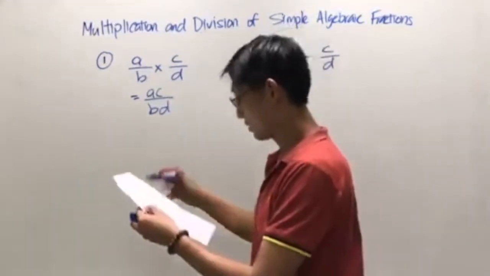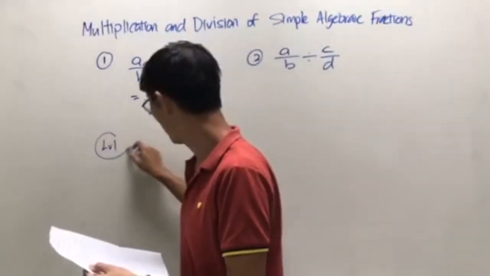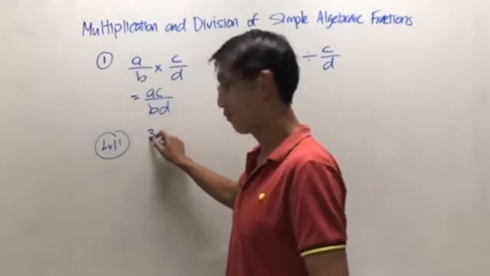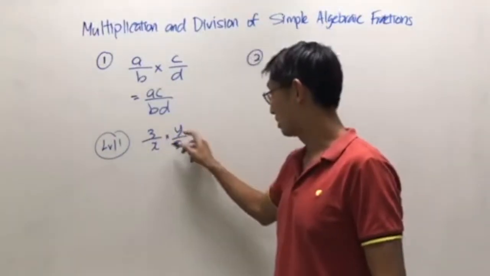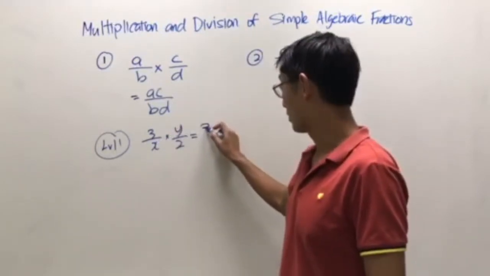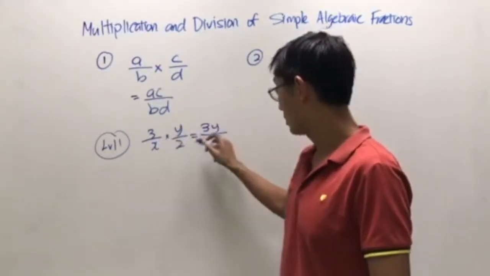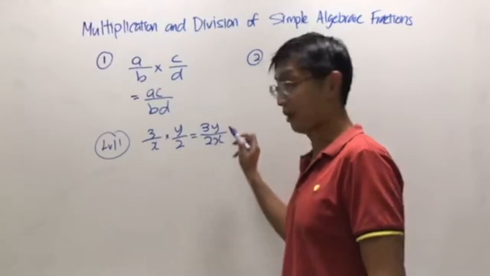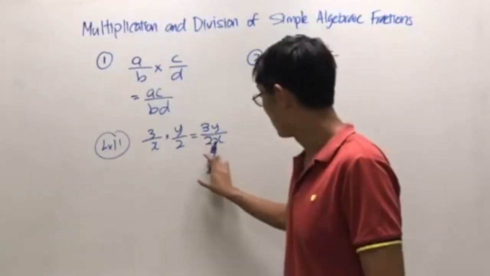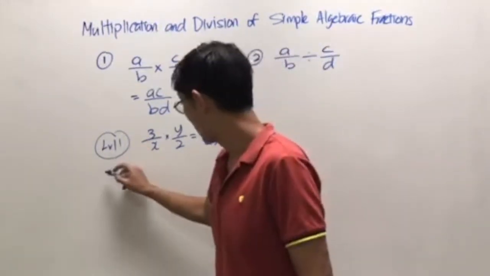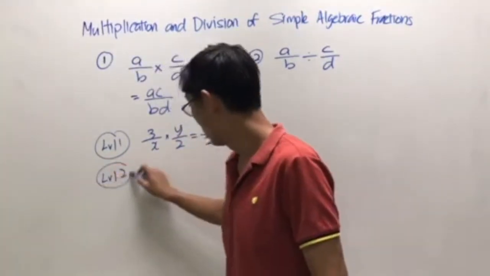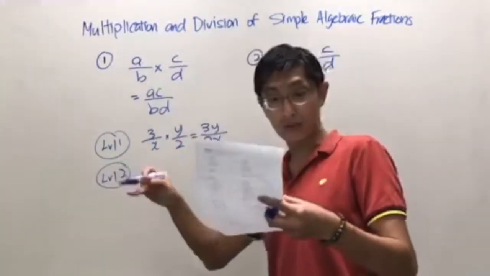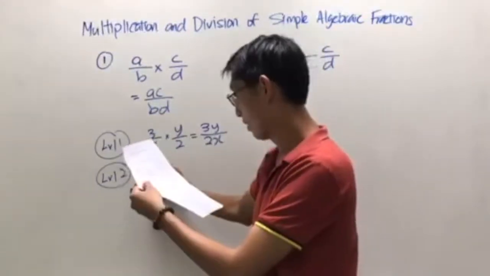Okay, so as the level one example, suppose we have 3 over x multiplied by y over 2. You just literally multiply 3 and y together in the numerator, and this forms a 2x in the denominator. So that's a pretty straightforward example. Of course, in life and also in math, it's not going to be so simple. You may encounter more complicated looking expressions, something like this.